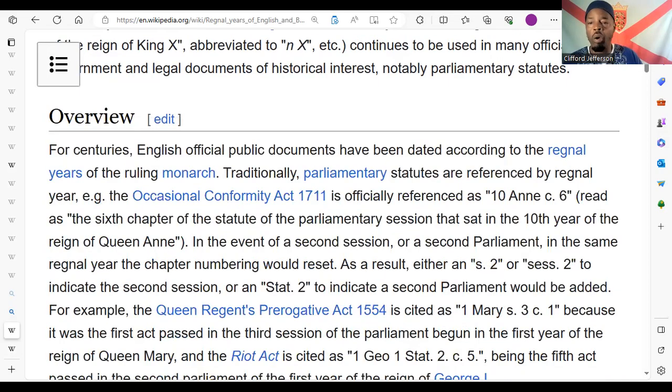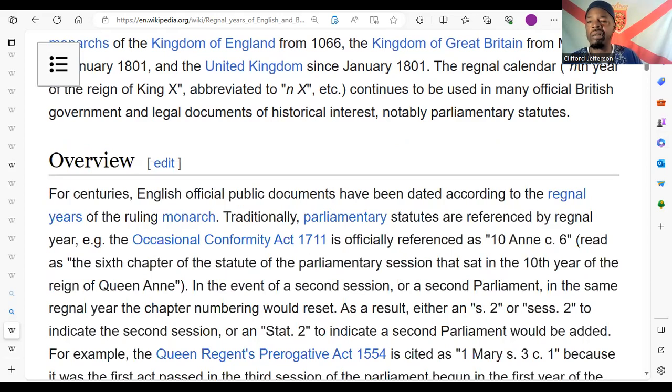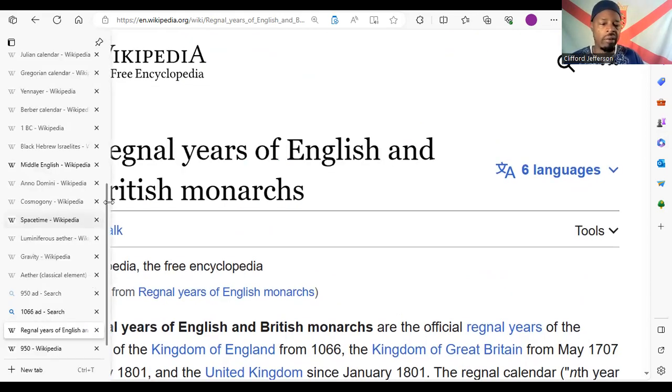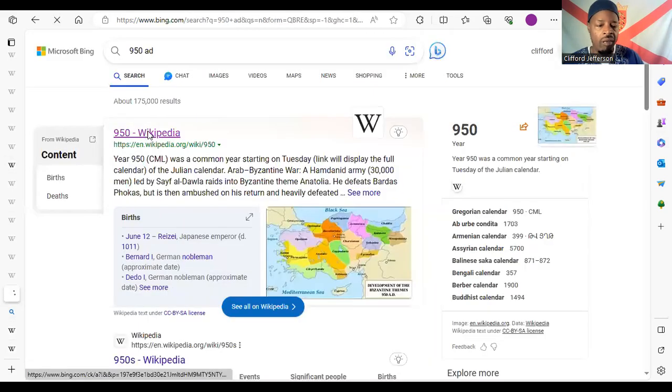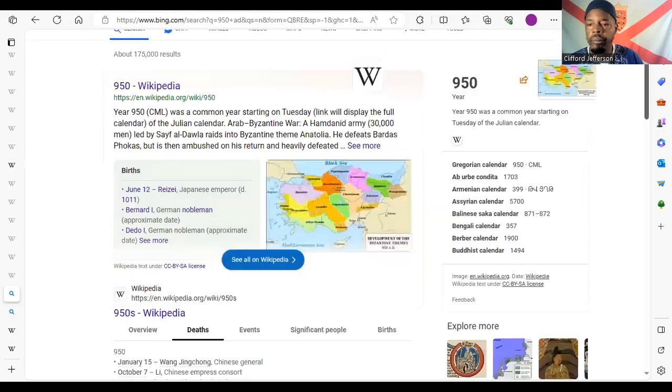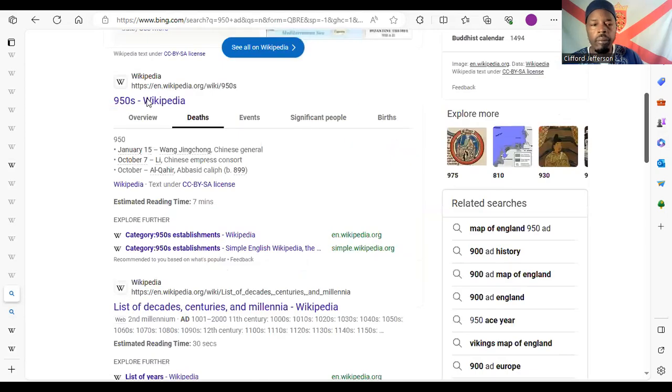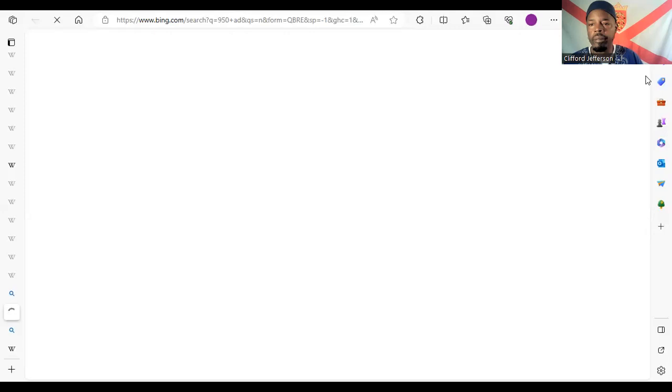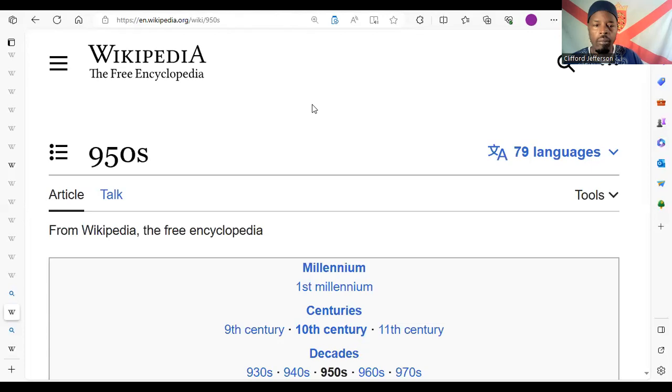Okay, so we know that English kings came in with 1066. So what were the kings styled as before those came in with William the Conqueror? Let's go back to 950. You don't see an English king.